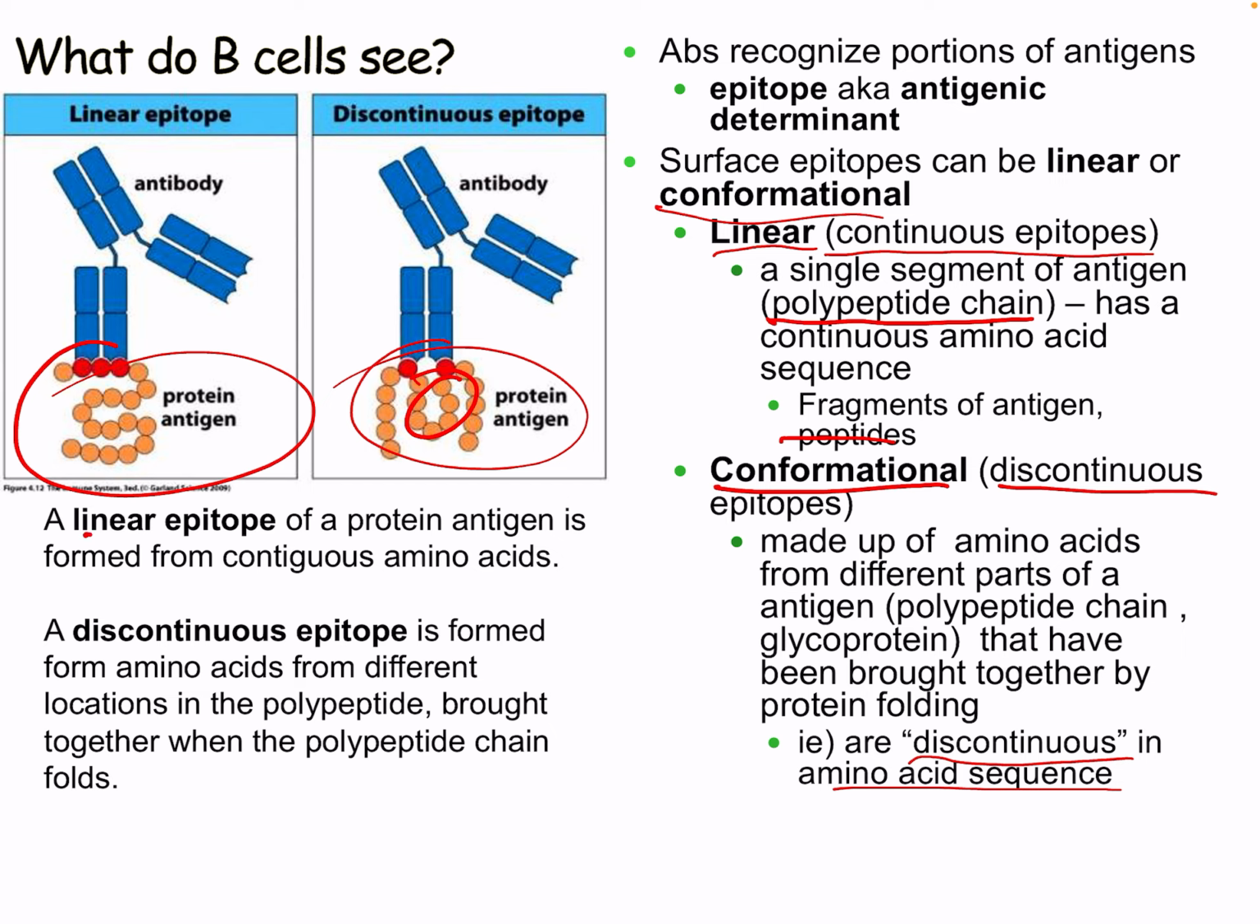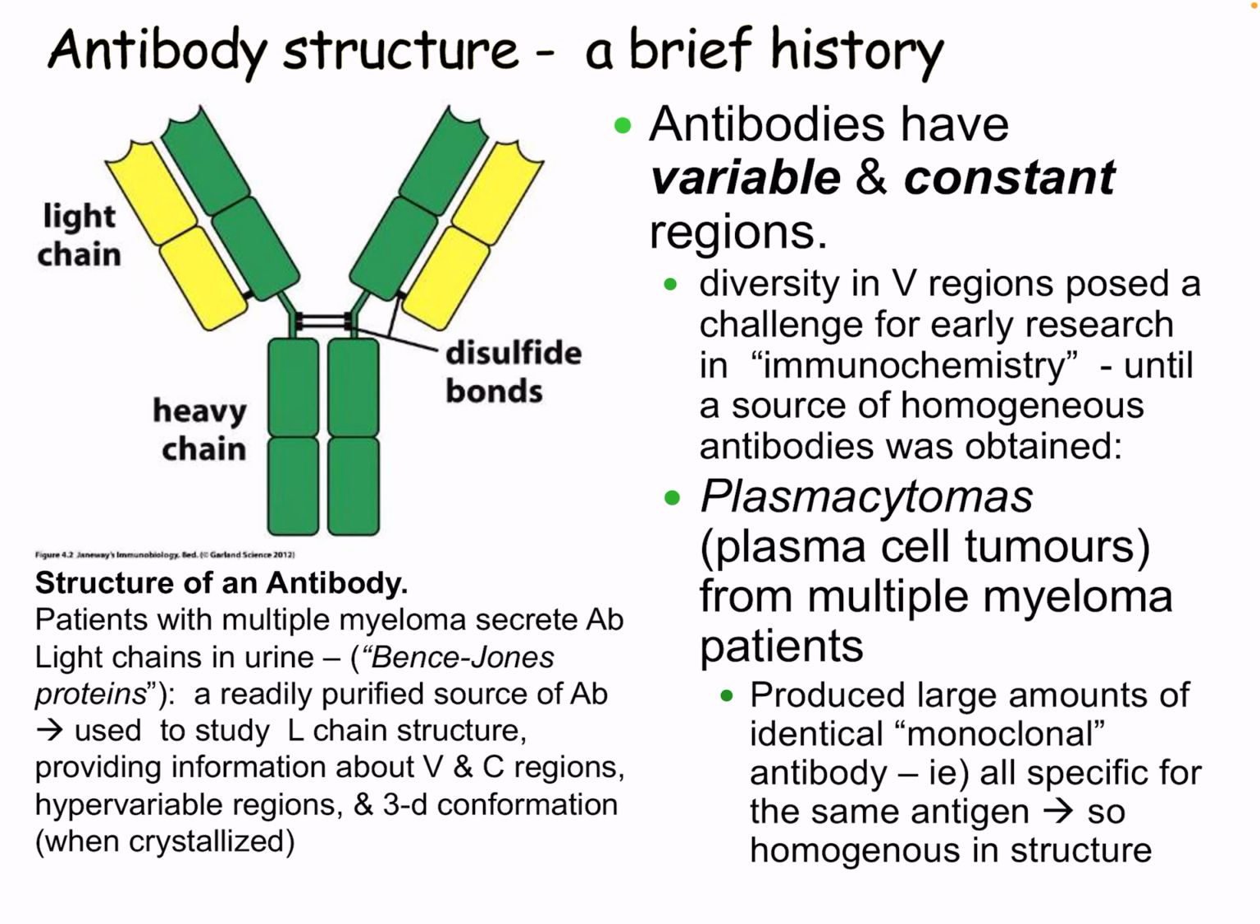So here we have our linear epitope of a protein antigen, formed from continuous amino acids. A discontinuous epitope is formed from amino acids from different locations in the polypeptide, brought together when the protein chains fold. So a brief history for antibodies here.